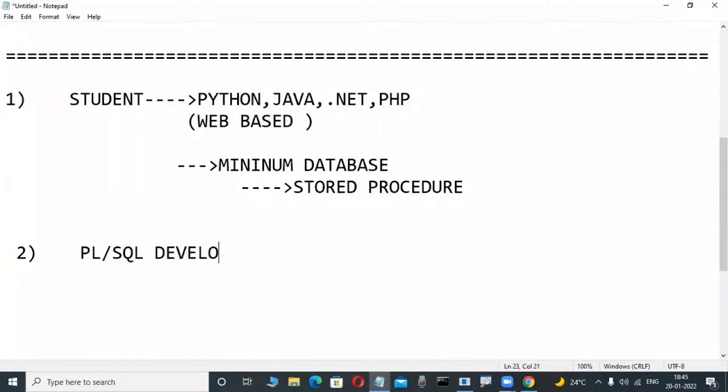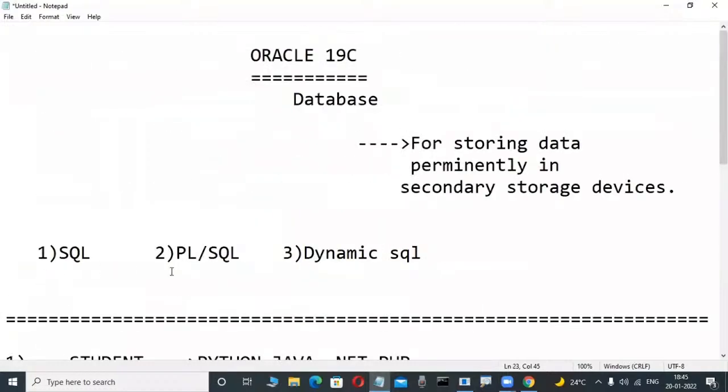PLSQL developer jobs are there, without any knowledge of Java, .NET, or front end. Maybe they are non-technical persons without very good programming skills. Then PLSQL developer jobs are there. Maybe there is a gap of 2 or 3 years, 2 plus, 3 plus years. Those persons are in our course only. They are learning only for the purpose of becoming PLSQL developers.